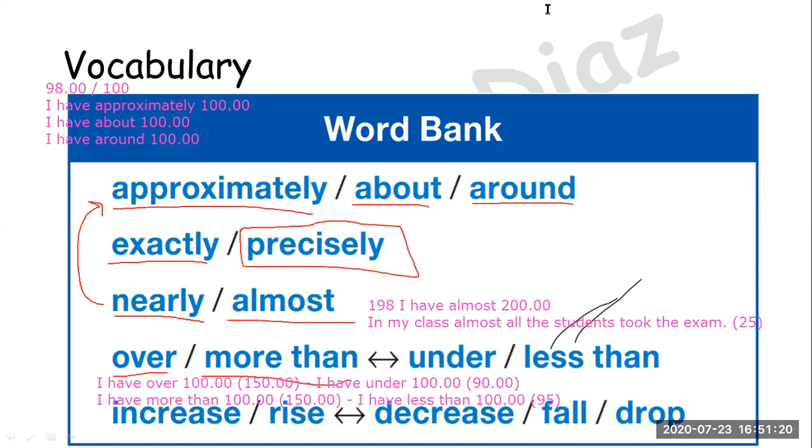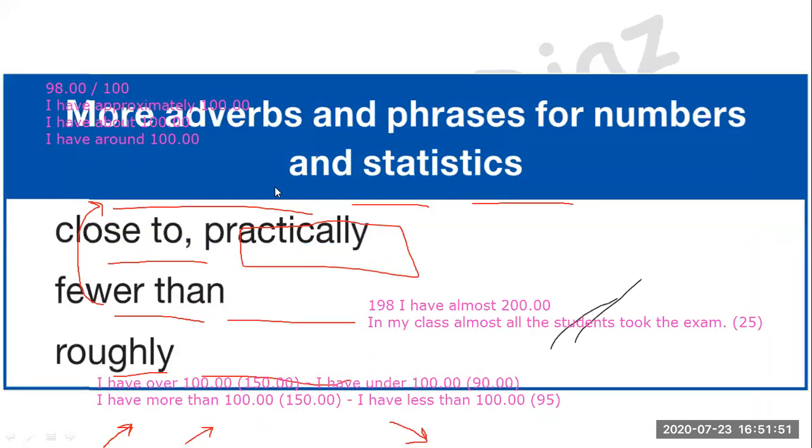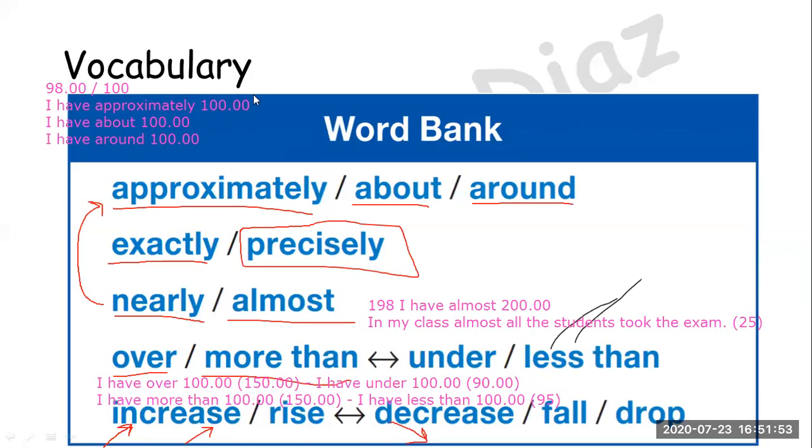The next words in the vocabulary: increase, rise, decrease, fall, and drop. When you say increase, if I say my money is increasing, it's because it's going up. So I have more money now. If I say my money is rising, I have more. But if I say decrease, it's because it's falling. I have less money. So check if you have any question. Let me know to pass to the next page.